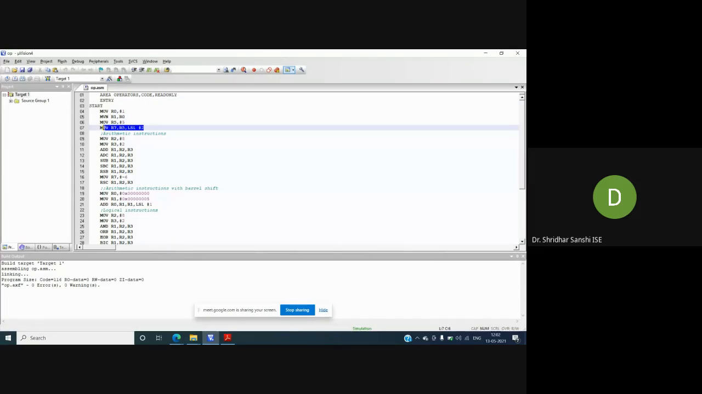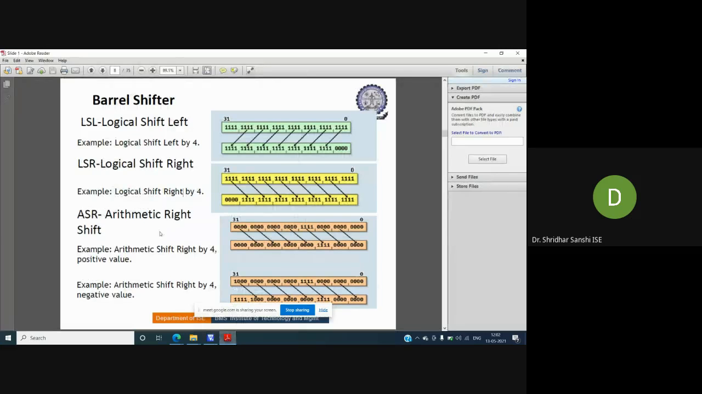What am I doing here? I'm multiplying the register content R5 by 2 to the power of 2. 2 to the power of 2 is 4, so we are multiplying the content of R5 by 4. Similarly, if we do a right shift, it is nothing but we are dividing.